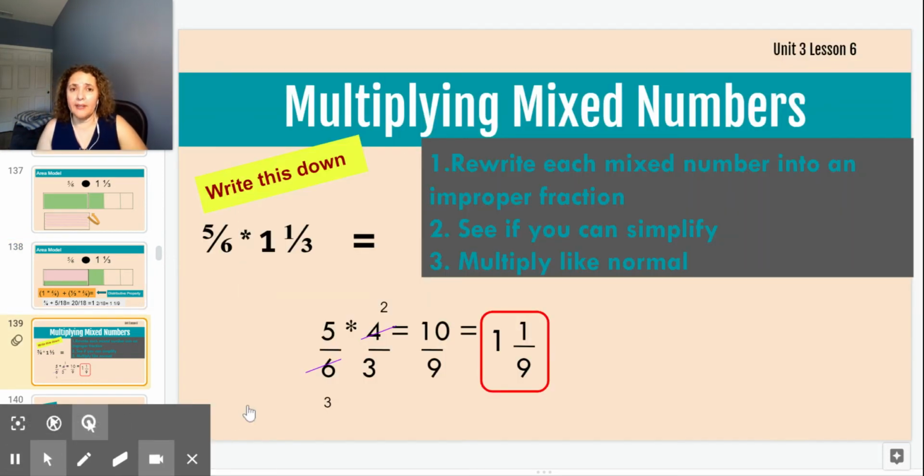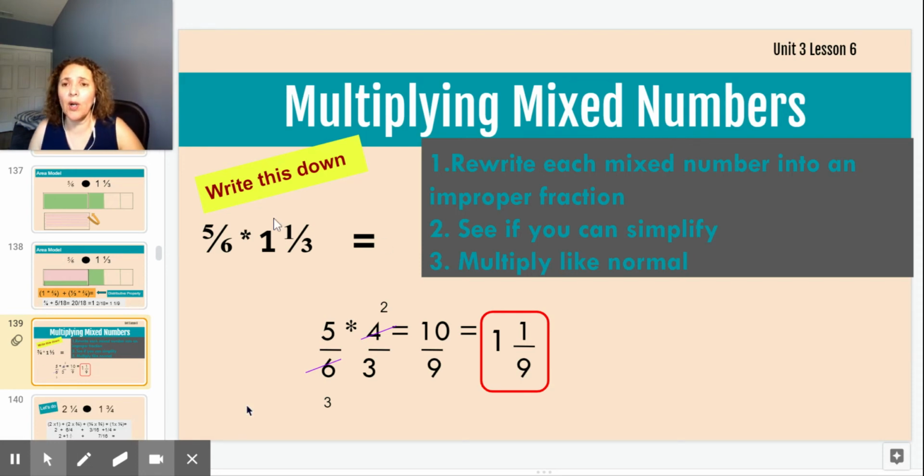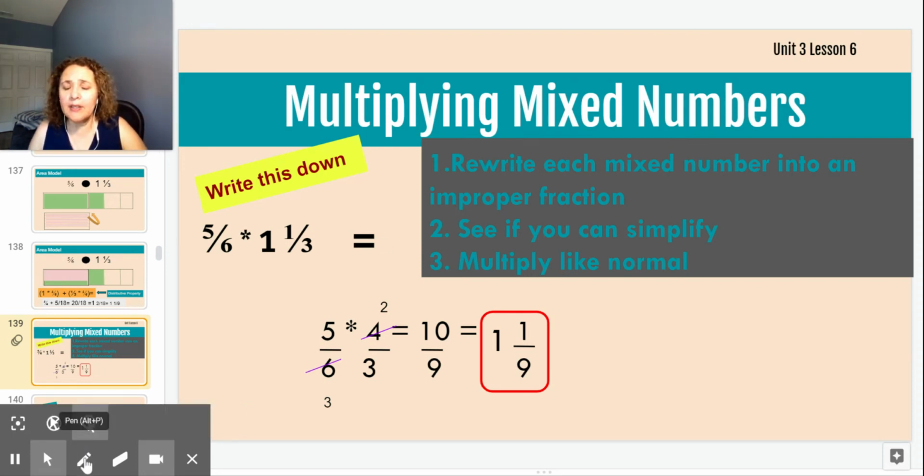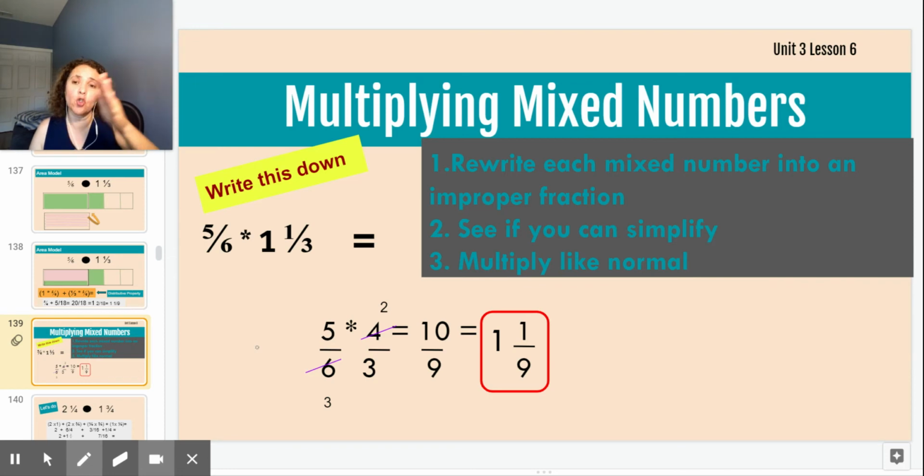Another way to look at this is by doing the math. So write this one down, because this is the way that we're going to be doing these, and it's way faster than doing the area model and then the distributive property. And I'm going to show you in just a second how this is way faster. So write this down. The first thing you do is rewrite each mixed number into an improper fraction.